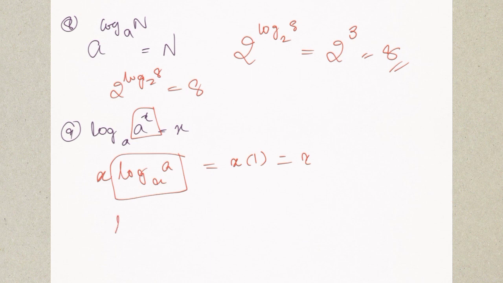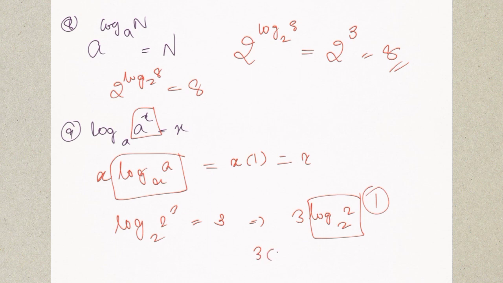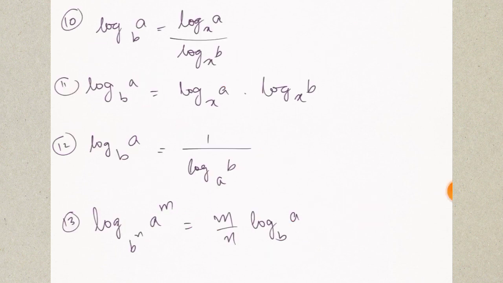Suppose you have the logarithm of 2 cube to the base 2. The answer is simply 3, but how it works is, it becomes 3 log 2 to the base 2. So this will become 1. Okay, so 3 into 1 is 3. See, this is that law.